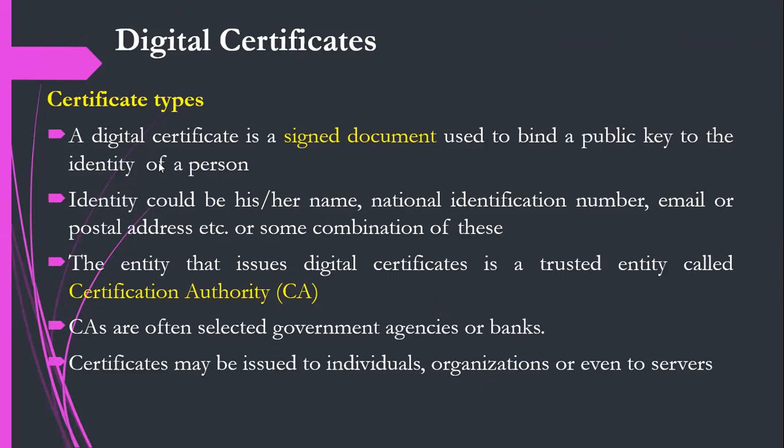And we have also defined what a digital signature is. So here let us define a digital certificate. A digital certificate is a signed document used to bind a public key to the identity of a person. Specifically, it proves the identity of a person. It is a signed document used to bind a public key. This is important: you are binding a public key to the identity of a person.